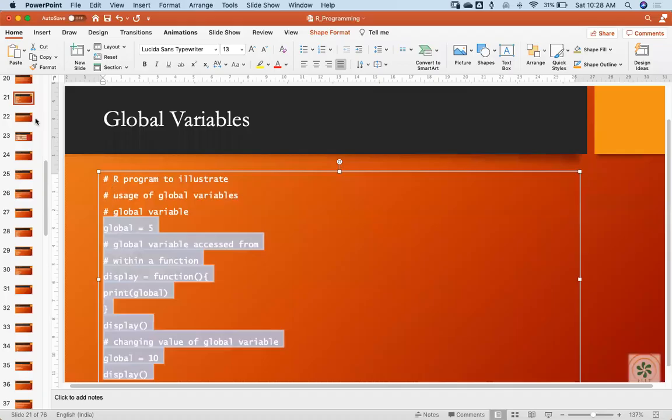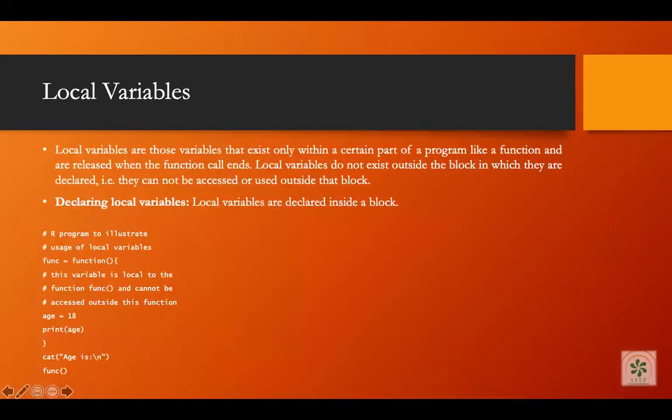Now let's talk about the local variable. Local variables are those variables that exist only within a certain part of the program. Definitely there will be some scope, and inside that scope the variable will be accessed, only in that particular scope. That's why it comes into the category of local variable. They are created inside a function and are released when the function call ends. Local variables do not exist outside the block in which they are declared, that is, they cannot be accessed or used outside the block.